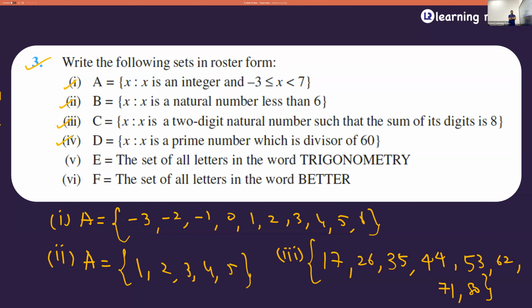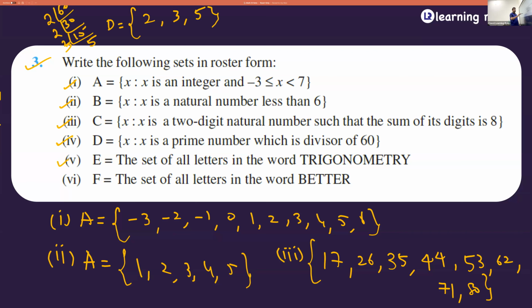D is equal to x such that x is a prime number which is a divisor of 60. So 60, what are you going to get? 2 times 30, 2 times 15, 3 times 5. After this, we are going to stop. So what will be the numbers? 2, 3, 5, correct. So D is equal to 2, 3, 5. That's it. So what about set E?